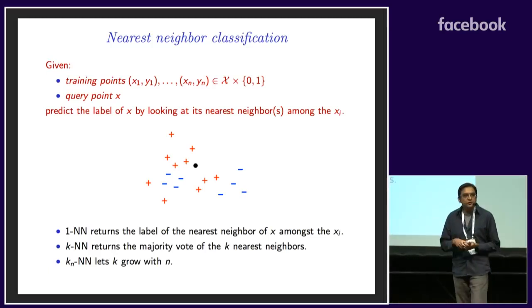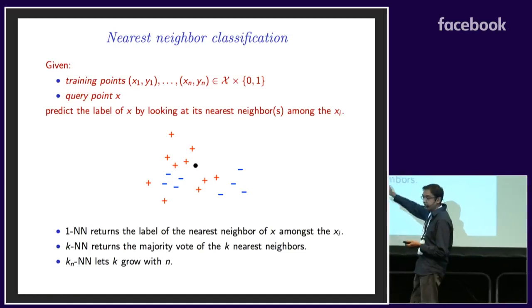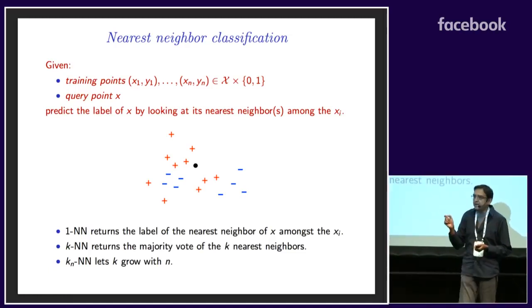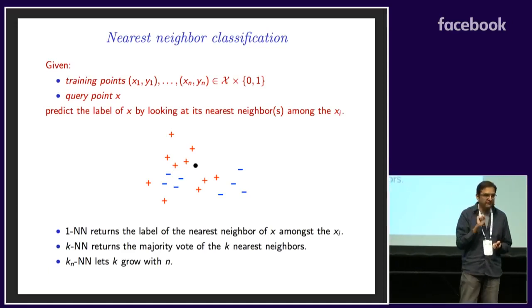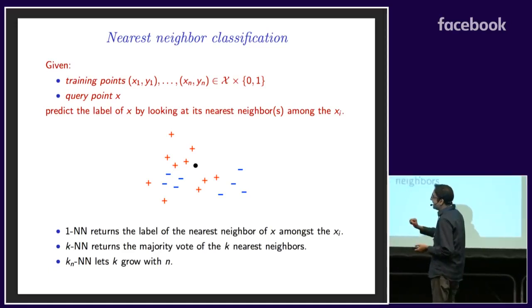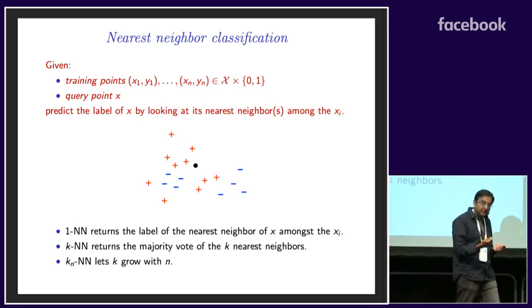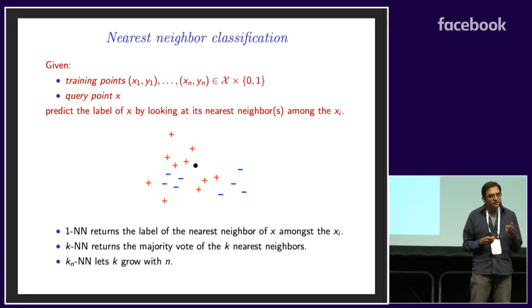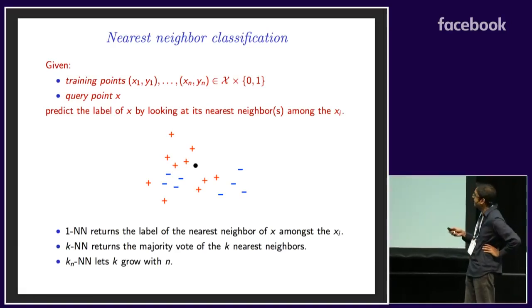I'll be distinguishing three types of nearest neighbor classification. The one nearest neighbor; the k nearest neighbor, where you look at a constant number of nearest neighbors, 2, 3, 5, whatever; and k sub n nearest neighbor, where you let the number of nearest neighbors grow with n. These are three different regimes that need to be considered separately.